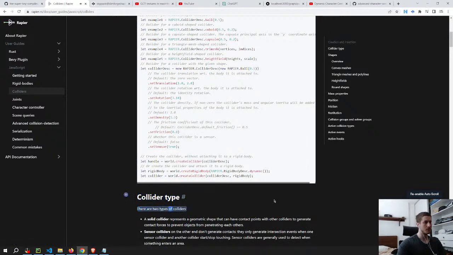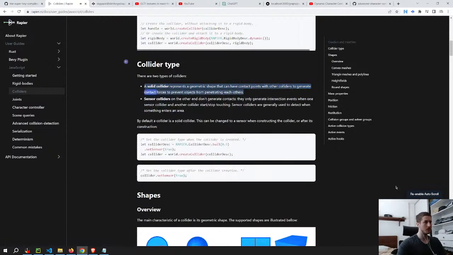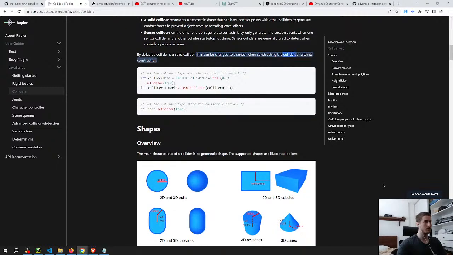Collider type. There are two types of colliders. A solid collider represents a geometric shape that can have contact points with other colliders to generate contact forces to prevent objects from penetrating each other. Sensor colliders, on the other hand, don't generate contacts. They only generate intersection events when one sensor collider and another collider start or stop touching. Sensor colliders are generally used to detect when something enters an area. By default, a collider is a solid collider. This can be changed to a sensor when constructing a collider or after its construction.